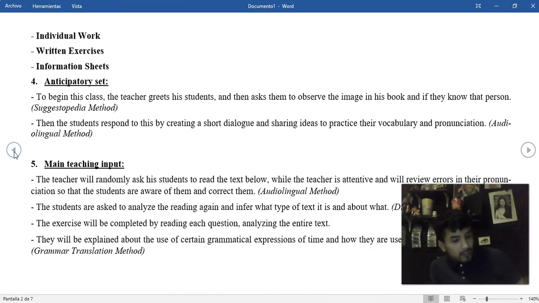Here we have a text that my students have to read in parts. I'm going to ask certain students to help me with the reading. At the same time, I'm going to analyze if they are pronouncing in the correct way, and correct their errors.